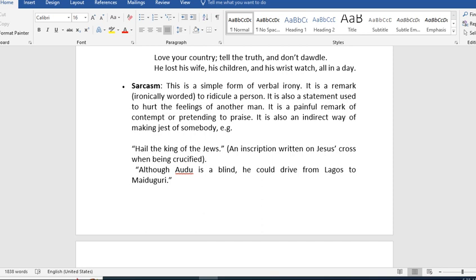Although Audu is blind, he could drive from Lagos to Maiduguri. That's sarcasm.